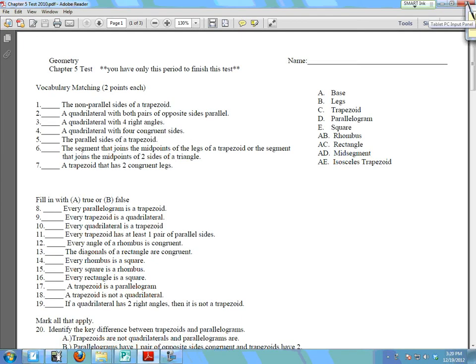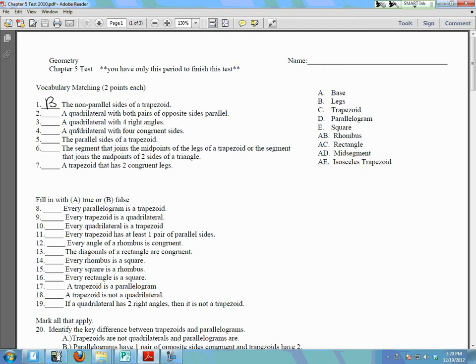Okay, chapter 5 test. Doing the vocabulary. Remember, these are definitions. So some of these might sound right, but there may be a better answer for some of them. Number one, the non-parallel sides of a trapezoid. That is B, your legs.